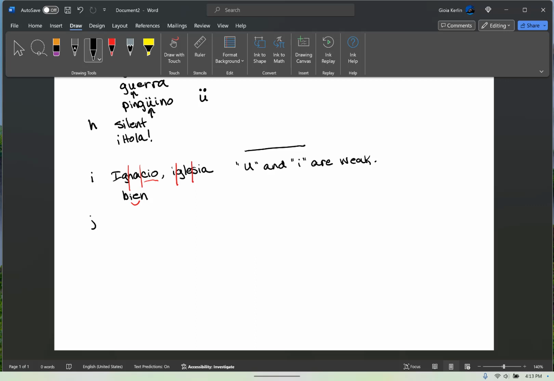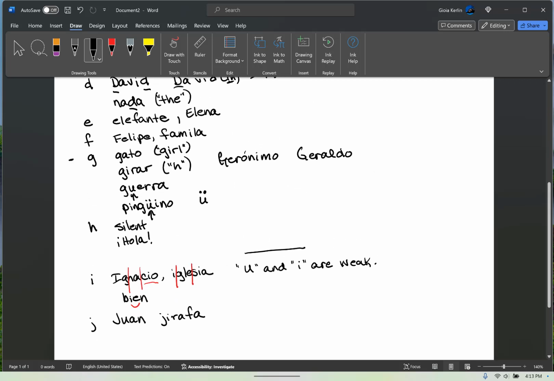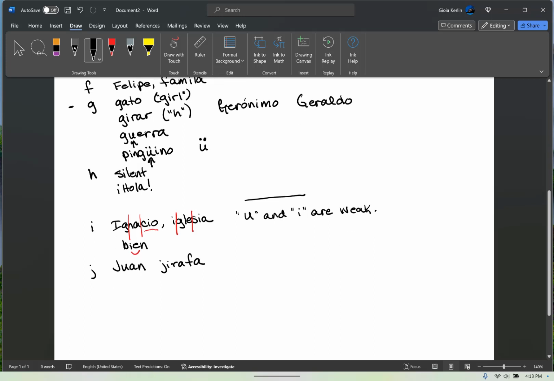H, I, the next letter is J. J sounds like a strong H, like Juan, or like jirafa. So it's like a strong H sound again, okay? Sort of like the G next to an E or an I, like girar or Jerónimo.